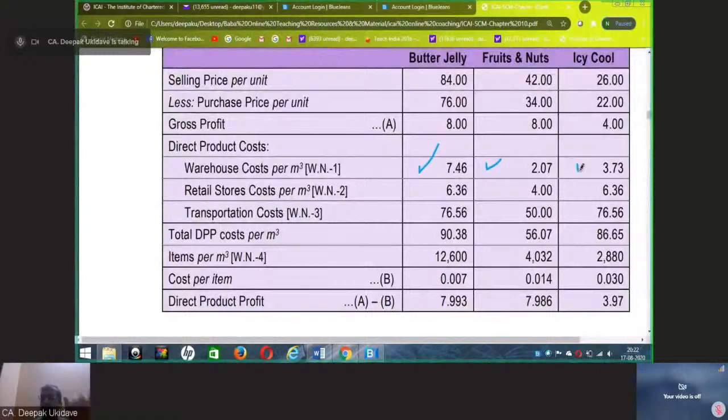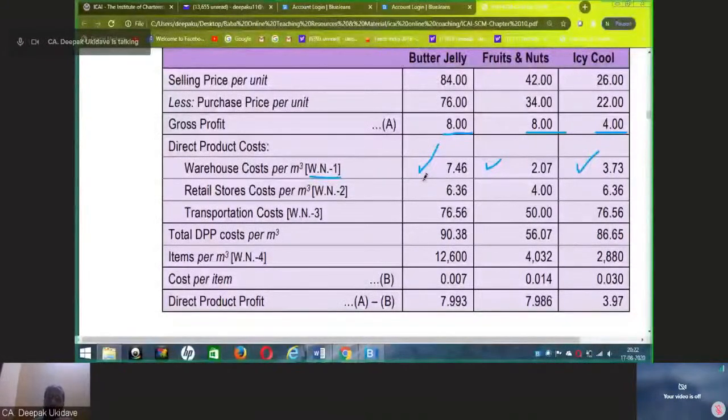But now in the contemporary technique which we use for profitability analysis, that is DPP, direct product profitability analysis, we also take into account direct product costs like warehouse, retail, transportation. Now in the same manner, you have to do allocation or apportionment of retail stores and transportation cost. So let us go to working note 2 and working note 3. See, when you look at this, you understand very well. But you should be able to do these calculations independently in the exam. And that is the challenge, by preparing the correct working notes, and that too in suitable formats.